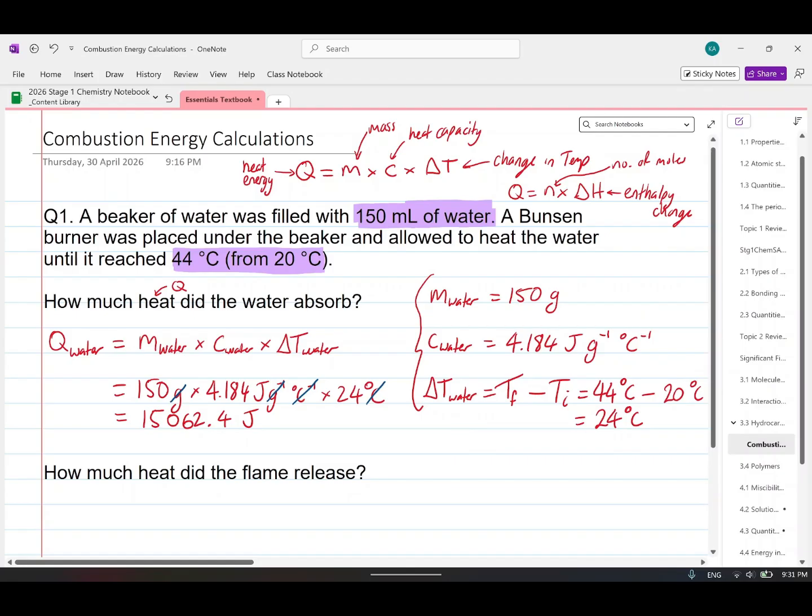Okay, before we move on to the next part of this question, we have a number with a large number of significant figures. What we need to do is look back through our values that we used and figure out which value has the fewest number of significant figures, and we're going to use that to round our answer. So our water has 150 grams, that's 3 significant figures, or it could be 2, but we'll just assume it's 3. Our heat capacity, 4.184, has 4. But our delta T, our change in temperature, has only 2. So 24 is 2 significant figures. That means our final answer will be in 2 significant figures, and that could look like this.